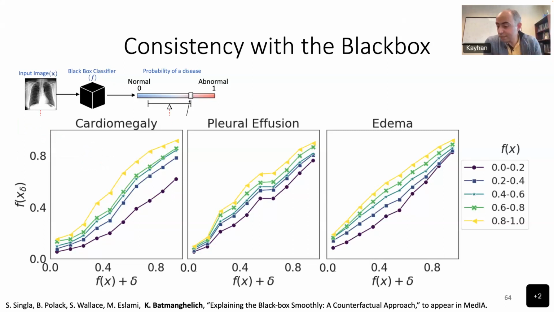If the model is consistent with the black box, regardless of whether the patient starts more healthy looking or abnormal looking, they should follow the 45-degree line. And for all three of these conditions, they more or less follow the 45 degrees. Each of these curves represents the starting point of the patient. For example, the darker the color means the patient is more healthy looking, and the brighter the color means more abnormal looking. Regardless of where they start, it follows this 45-degree line.